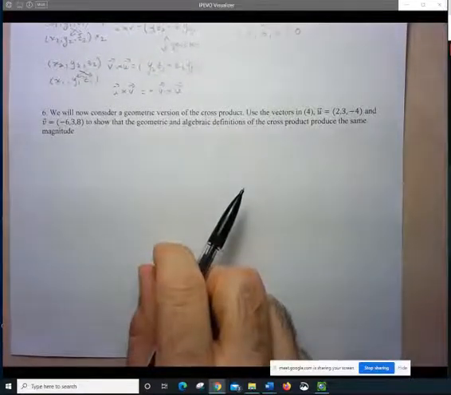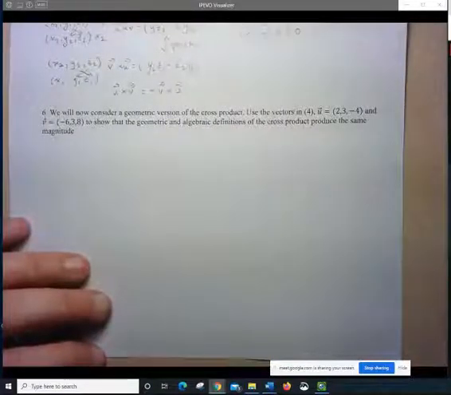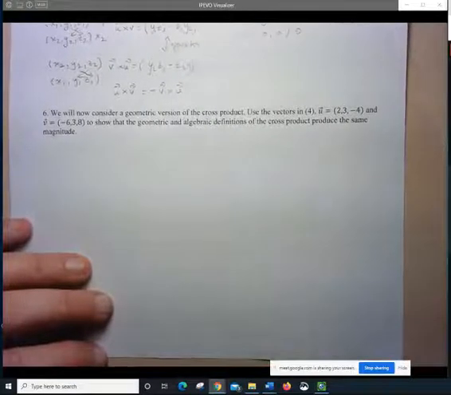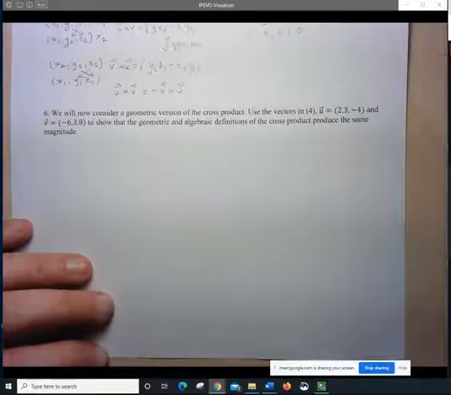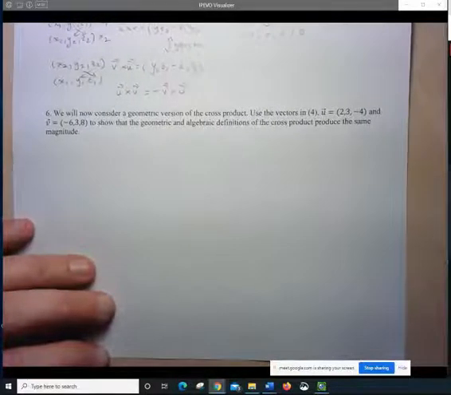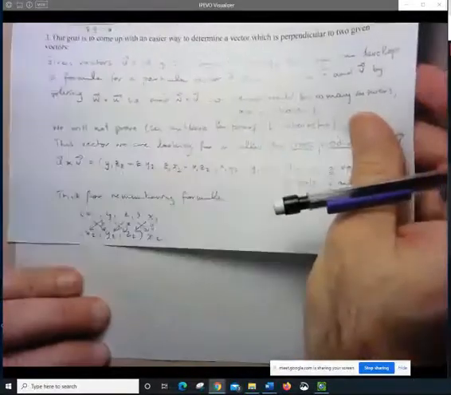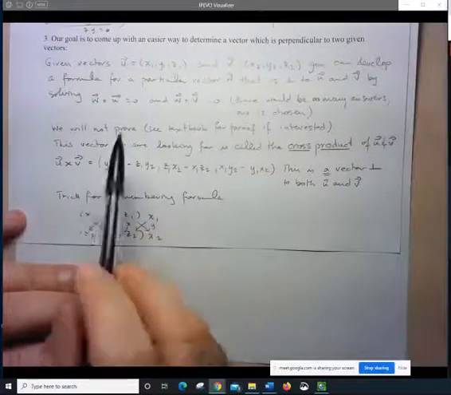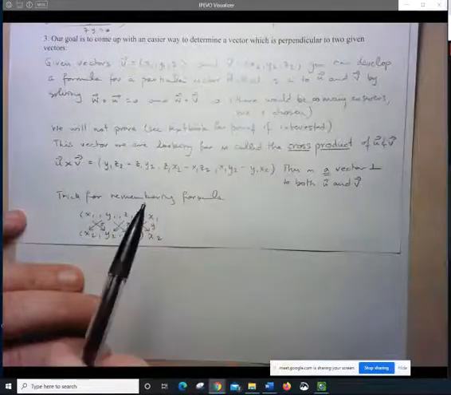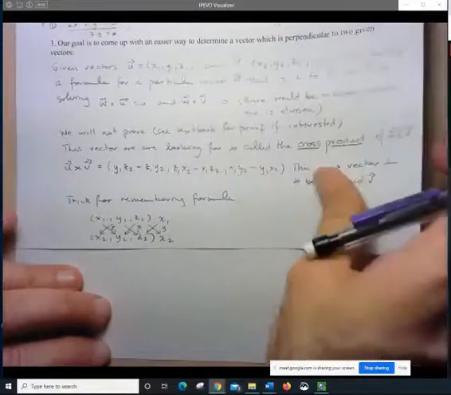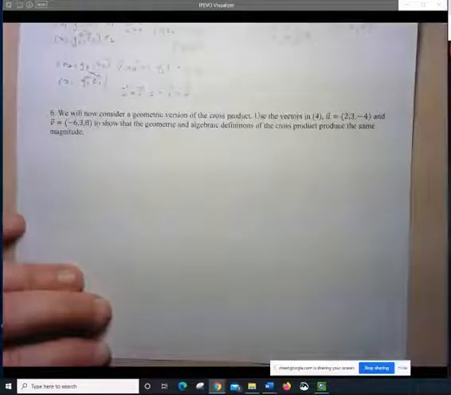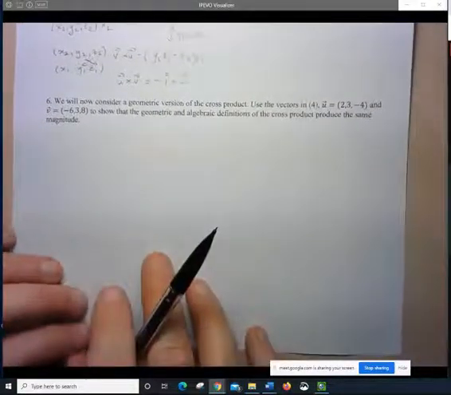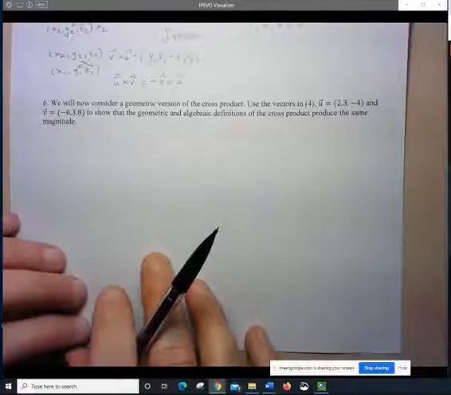Okay, so what we have here is, again, what we call the algebraic definition for the cross product, because it involves just working with the components of each vector, okay? But just like the dot product has a geometric version, so does the cross product.